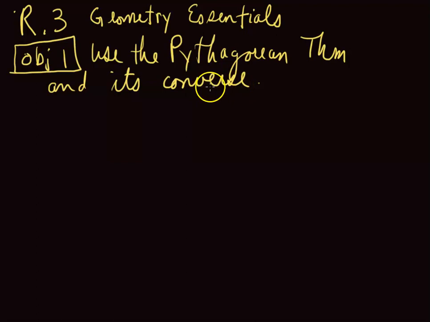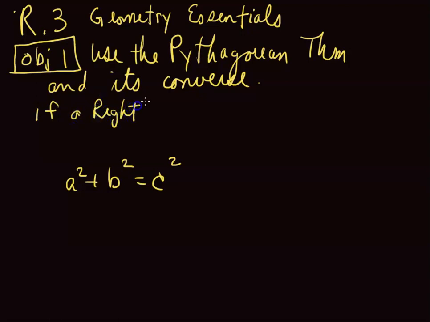So what is the Pythagorean theorem? Most people say it is a squared plus b squared equals c squared. But that's not the Pythagorean theorem, that's part of it. We have a big if. If a triangle, a right triangle. So first of all, you have to have a right triangle.